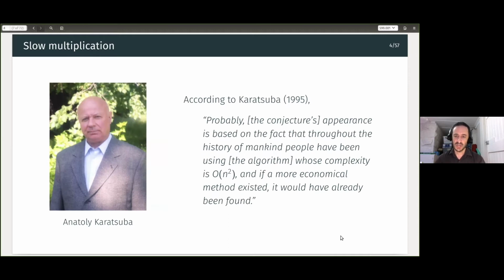Karatsuba said, probably the appearance of this conjecture is based on the fact that throughout the history of mankind, people have been using this quadratic time algorithm, and if a more economical method existed, it would have already been found. So this is basically an argument from ignorance. We've been trying to do better and we can't, so that must be the best we can do.